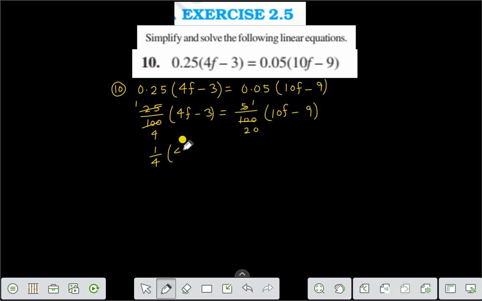into 4f minus 3 is equal to 1 by 20 into 10f minus 9.